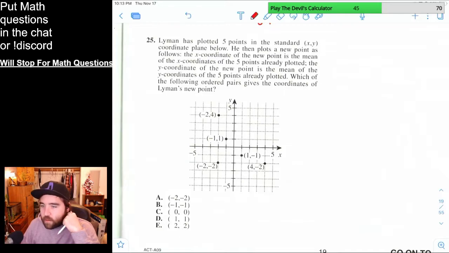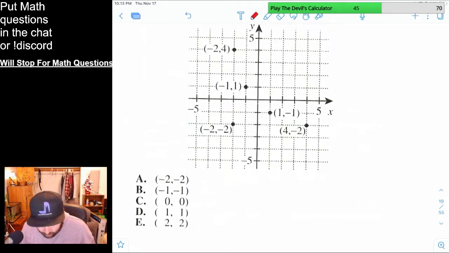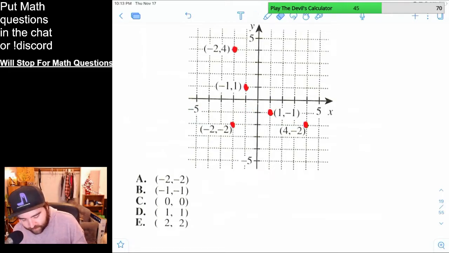Oh, wait, what? So these are the 5 points. I was just confused because A was already there. So I need to make these bigger so I can see them. So there's a point, there's a point, there's a point, there's a point, there's a point. So if I was guessing where this average would be, oh, wait, I can just say where the average is, can't I? It's just like 0, 0, isn't it? Let's see, -1, -1 is a decent option. 0, 0. So I guess I do just have to average them.